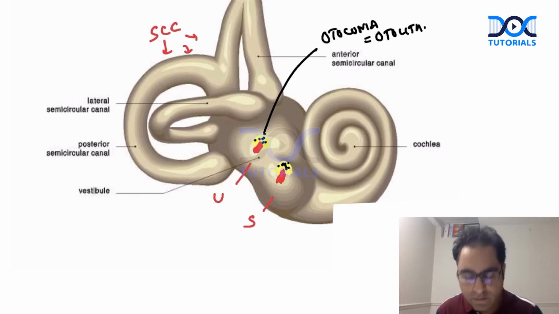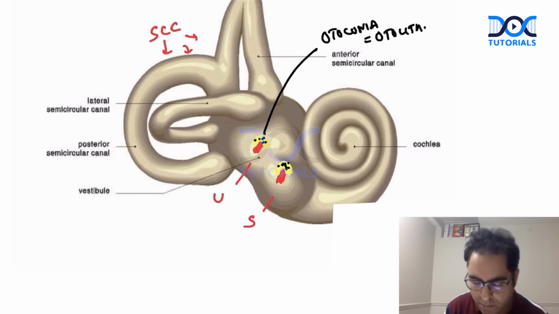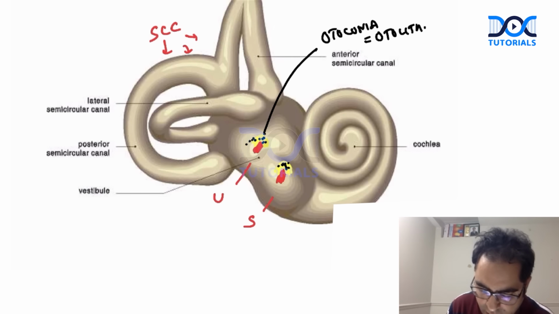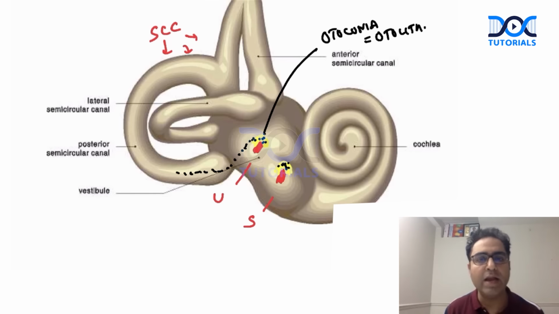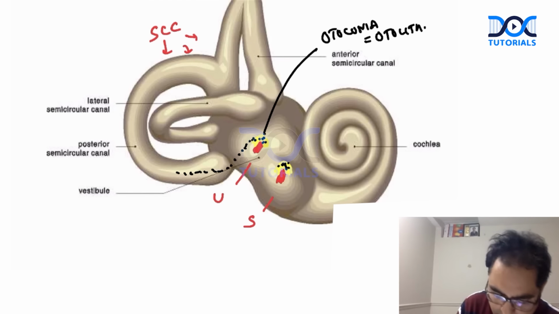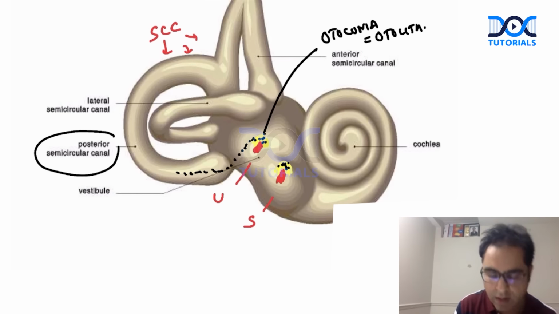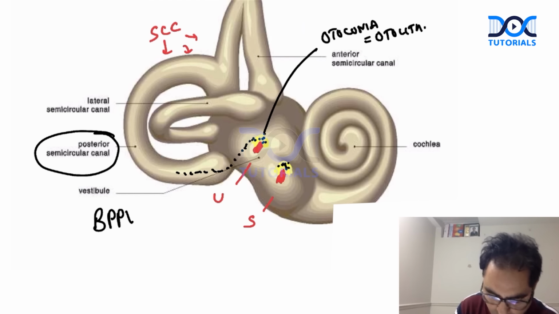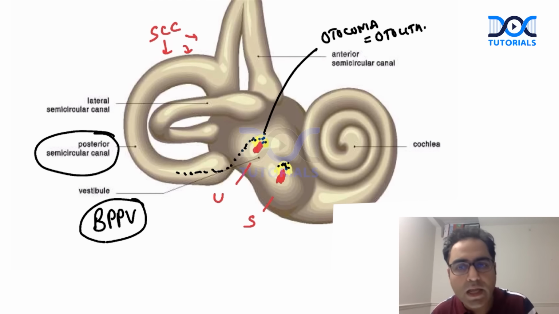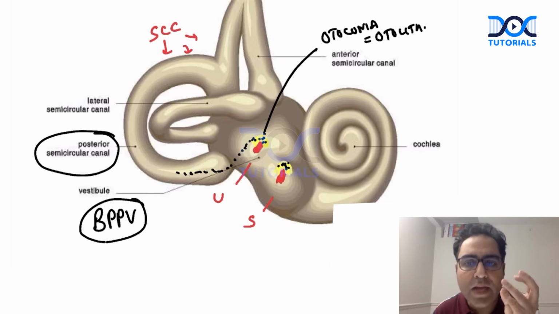Now, due to unknown reasons, these otoconia, or otoliths, might get free from this gel and enter the canals. Most commonly, they enter the posterior semicircular canal. This will lead to a disease called BPPV. If otoconia enter the canal, it will lead to a disease called benign paroxysmal positional vertigo.